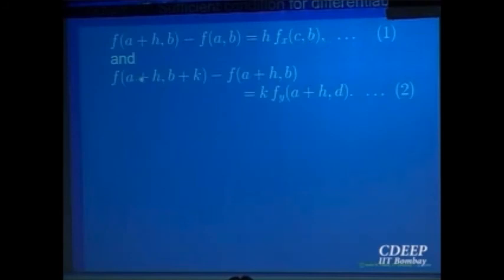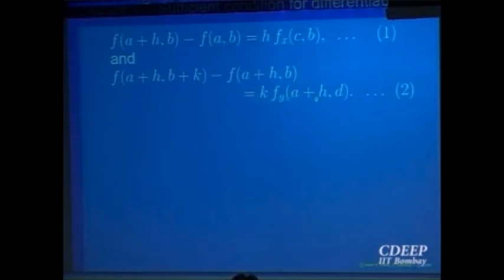Similarly, for the other variable, you will get a point d, right? Here a+h is fixed, and only the second variable varies from b to b+k. So you will get a point d between b and b+k, so that it is equal to k times this, right?